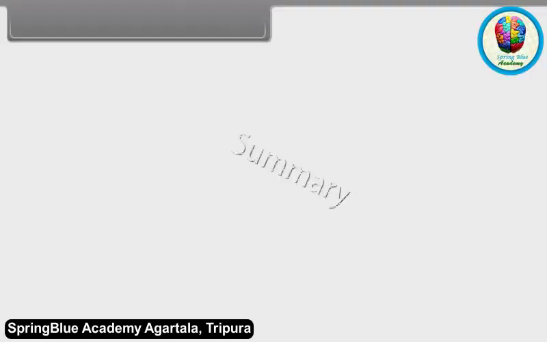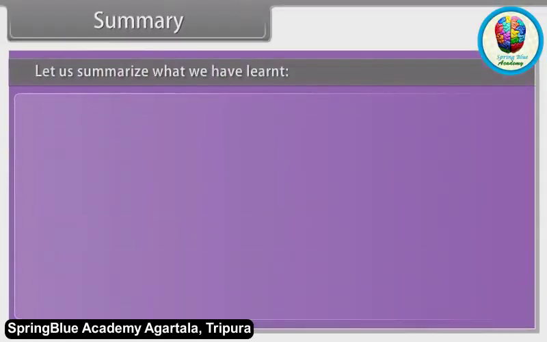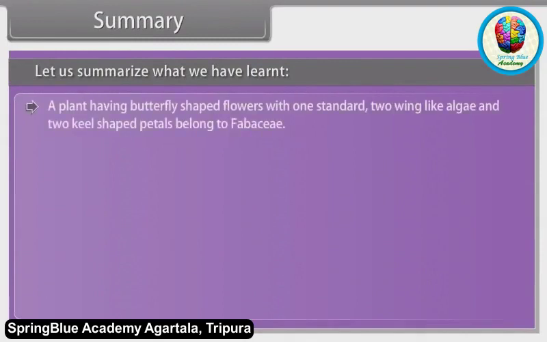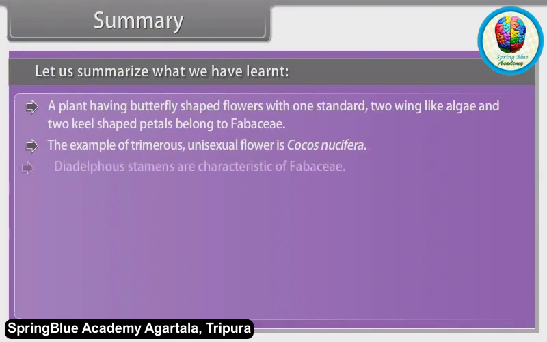Summary. Let us summarize what we have learned. A plant having butterfly-shaped flowers with one standard, two wing-like alae and two keel-shaped petals belongs to Fabaceae. The example of trimerous, unisexual flower is Cocos nucifera. Diadelphous stamens are characteristic of Fabaceae.